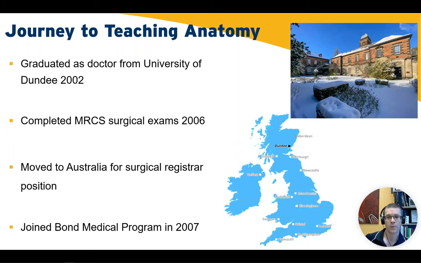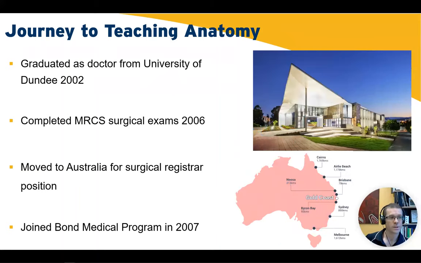I then went on to do my surgical training just slightly north of Dundee, up here in Aberdeen. And I left there following my surgical exams to take a surgical job in Australia. And it was at that time that there was a medical school here in the Gold Coast called Bond University that was just starting to set up. Now it looks a beautiful building now. It didn't look like that back in 2007 when I joined, but I was fortunate enough, they were looking for clinical anatomists to teach into the programme.